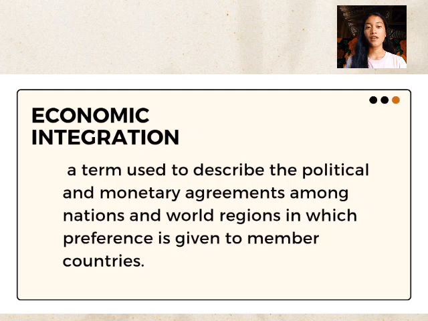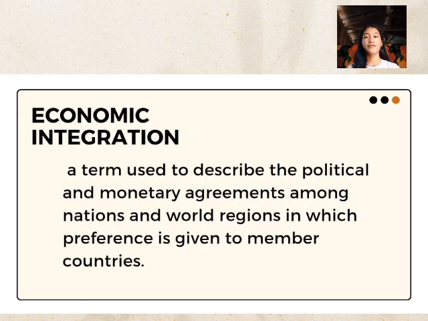Number 4, customs and border control. Some economic integration arrangements, like customs unions, involve member countries coordinating customs and border control procedures. This reduces delays and costs associated with moving goods across borders.